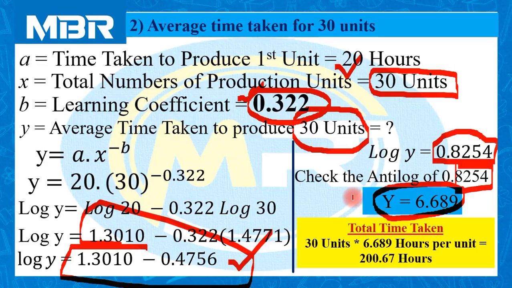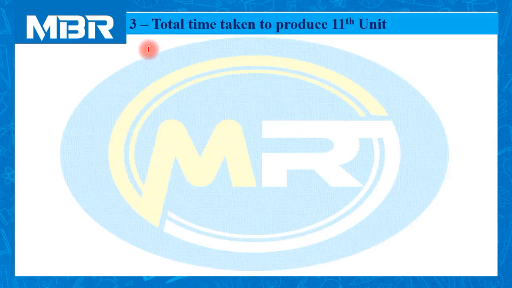This 6.689 is referred to as the average time taken for the manufacturing of 30 units. If the total time taken to produce 30 units is required, you can easily calculate 30 units multiplied by the average time taken per unit, 6.689, and the resulting figure is 200.67 hours. After discussion of the second sub question, let us move to the third sub question.